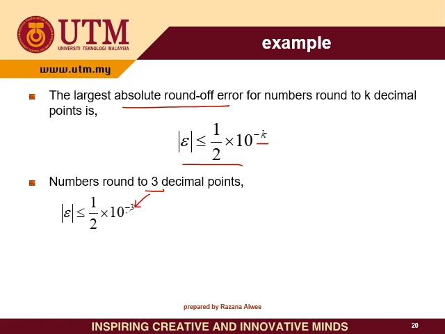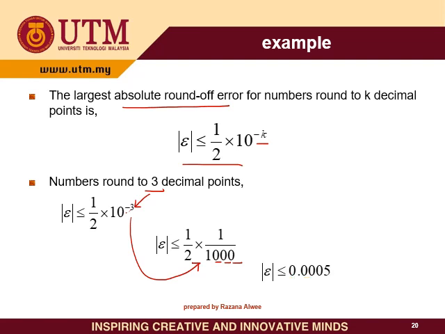Because it is negative, it must be 1/1000. Because of the 3 here, we have 1/1000, because it's negative, right? So 1/1000 is equal to 10 to the negative 3. And then if you do the calculation here, you will get your answer. The absolute round-off error is 0.005.